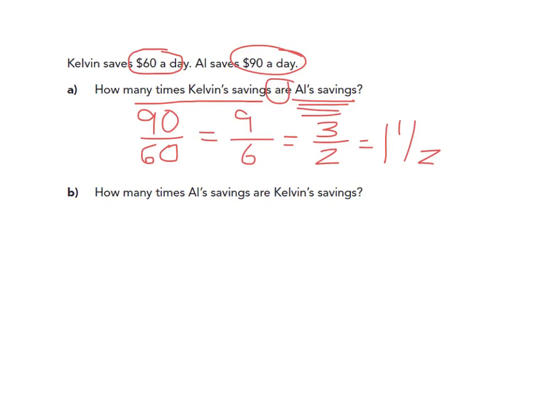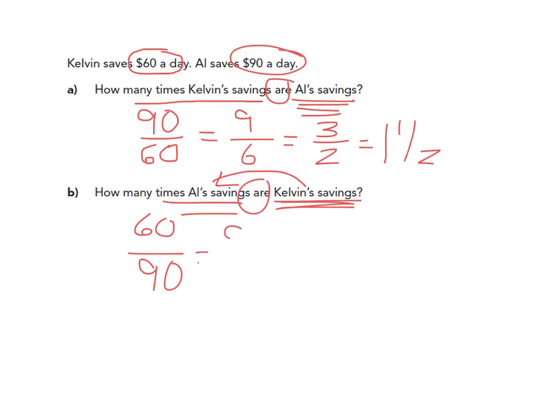If I look at the next one, how many times Al's savings are Kelvin's? Now, Kelvin's is a part of Al's. So the part is Kelvin's this time, and Kelvin's 60, Al's 90. I can simplify that to make it 6 to 9 or 2 to 3. How many times Al's savings is Kelvin's savings? 2/3 of Al's savings are Kelvin's.